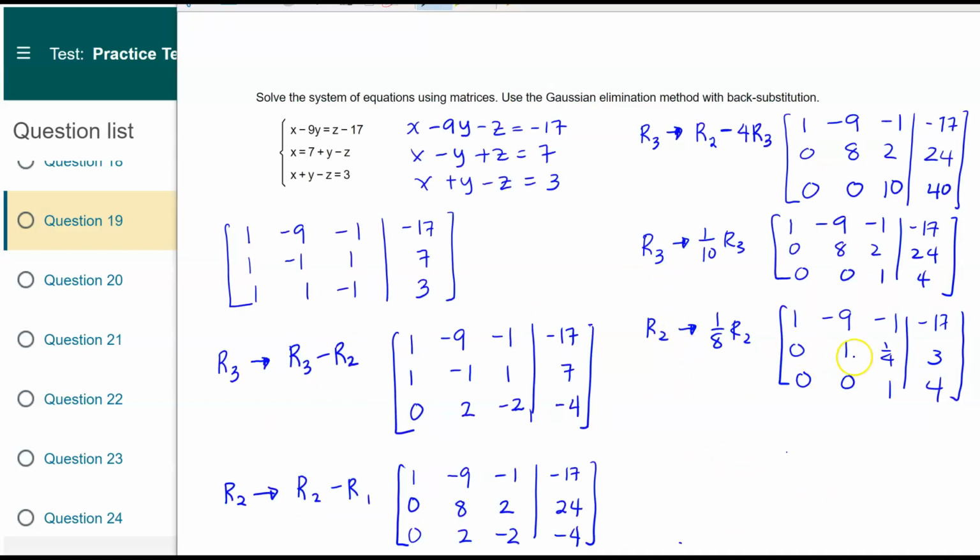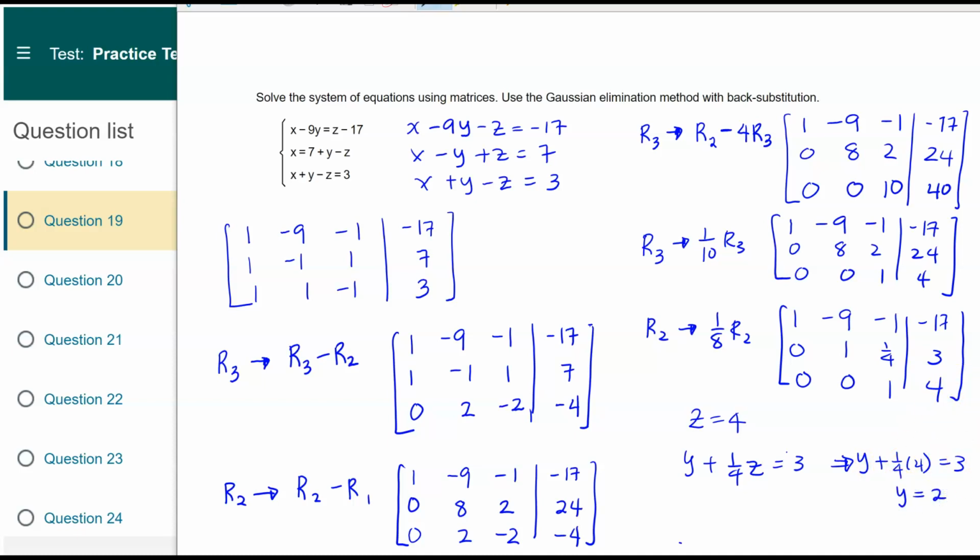Okay, so now we will solve the system using backward substitution. So we start here. This third row means that Z is equal to 4. And the second row means that Y plus 1/4 Z is equal to 3. But Z is already equal to 4. So Y plus 1/4 times 4, that's equal to 1, is equal to 3. So Y plus 1 is equal to 3. That means Y is 2.